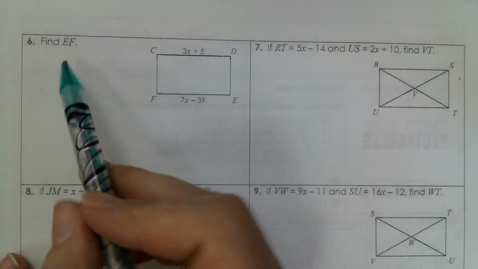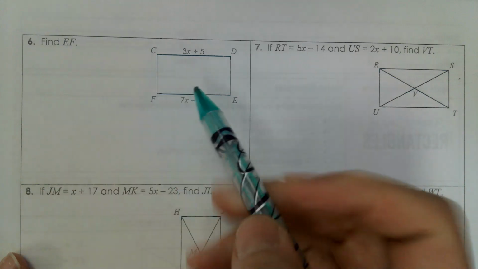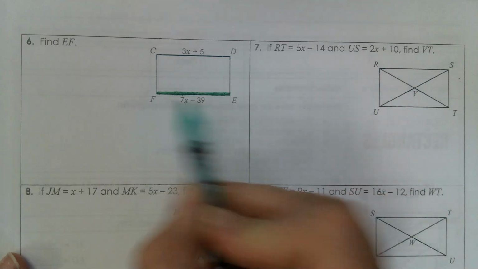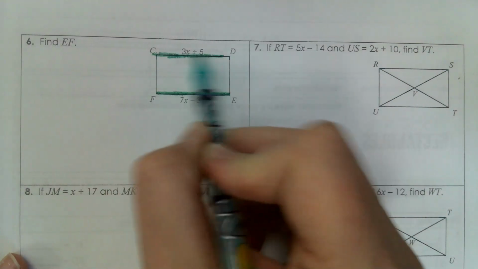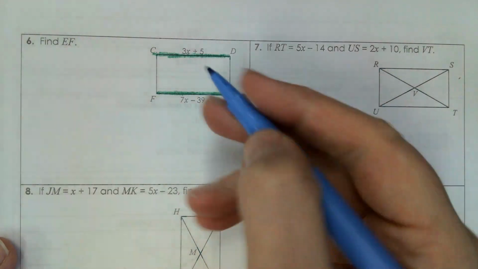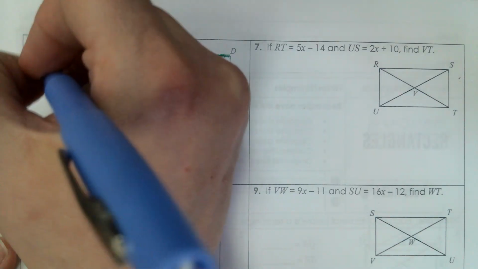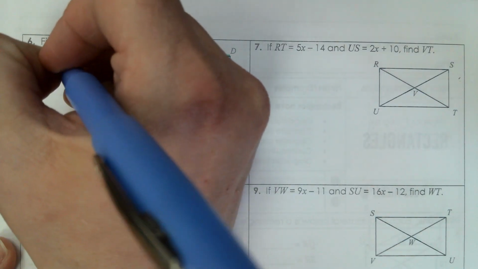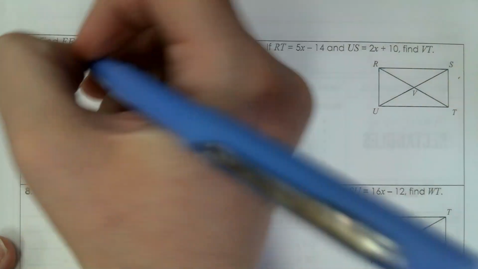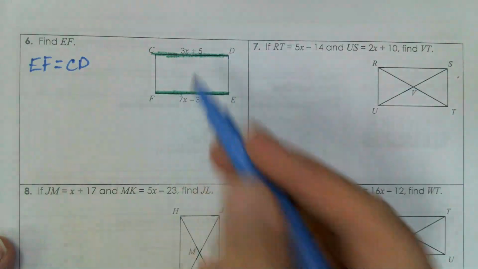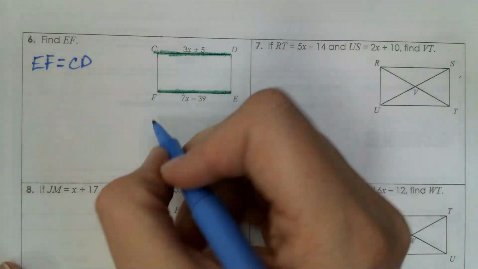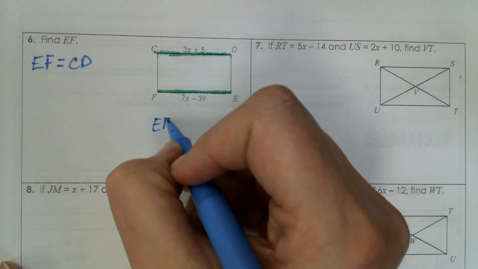All right, so they're asking us to find EF, segment EF. Well, they have given you in the diagram EF and CD. And if you go back to the properties listed, opposite sides are congruent. So I can say segment EF is congruent or equal. Since we're plugging in numbers, I'm going to say equal to CD. So you just set these two equal to each other, solve for x, and then substitute back in for EF.